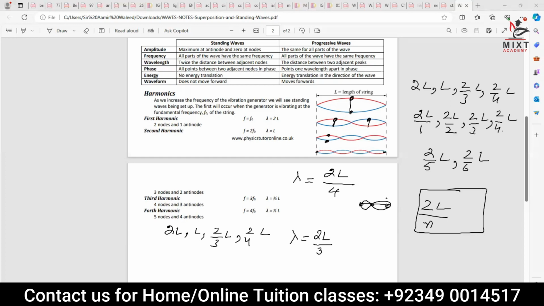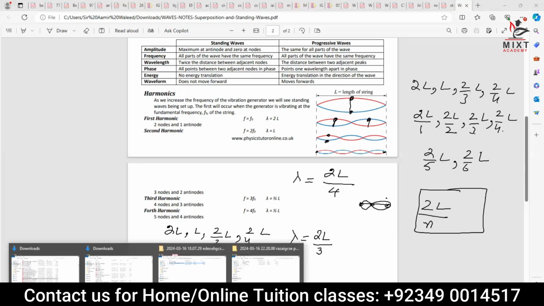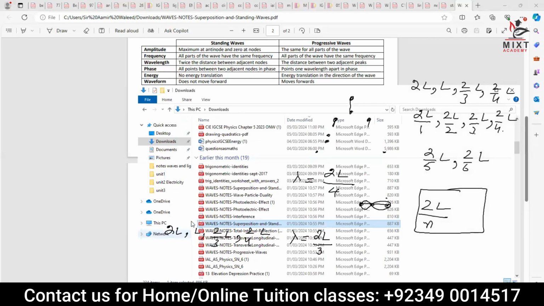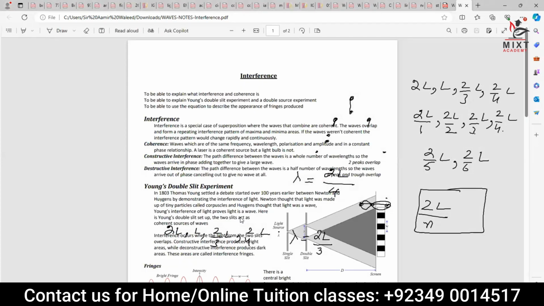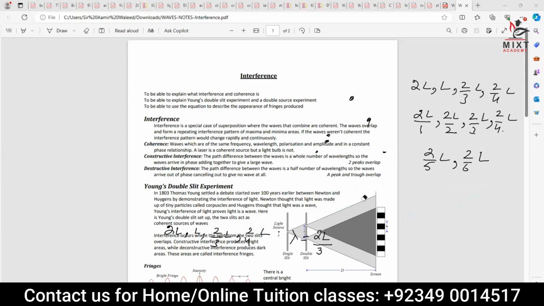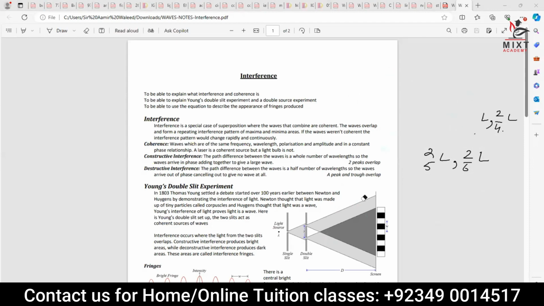Now let's start with the related topic, which we call interference. It's almost the same, but there is a small thing which is actually different. This is called the Young double slit experiment, which is a part of it. Previously we were talking about constructive and destructive interference, but here we will definitely talk about what exactly it is.